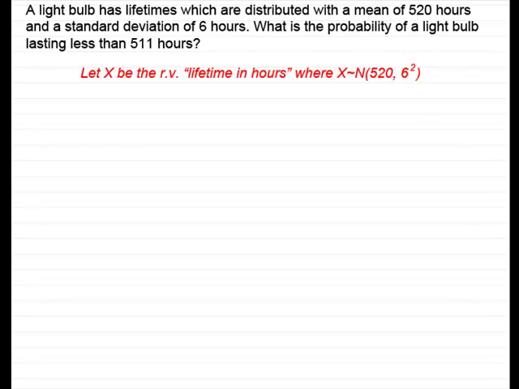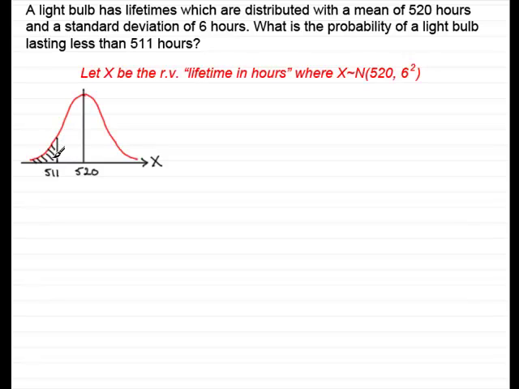Next I would want to draw a sketch of the normal distribution. So we label this axis x, which is the lifetime in hours. We've got the mean, which is the central value of 520, and we're trying to find the probability of the light bulb lasting less than 511 hours. So 511, we'll mark that in over here. Now the probability of being less than 511 is represented as this area here.